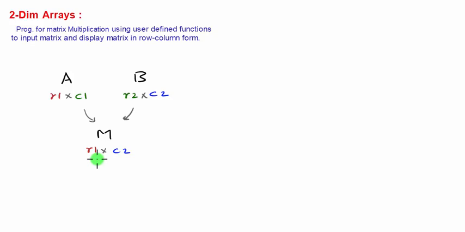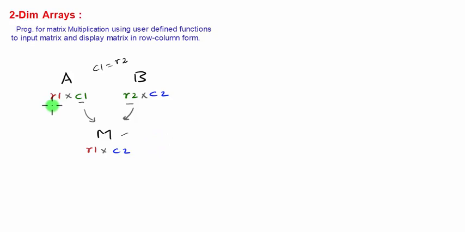Here suppose A and B are the two matrices to be multiplied and their dimensions are R1 by C1 and R2 by C2 respectively. Then the resultant matrix M would be of size R1 by C2, that is rows of first and columns of second. To perform matrix multiplication we have to follow one rule, that the columns of first matrix A and the rows of second matrix B should match, that is C1 should be equal to R2. If it is not matching, matrix multiplication is not possible.